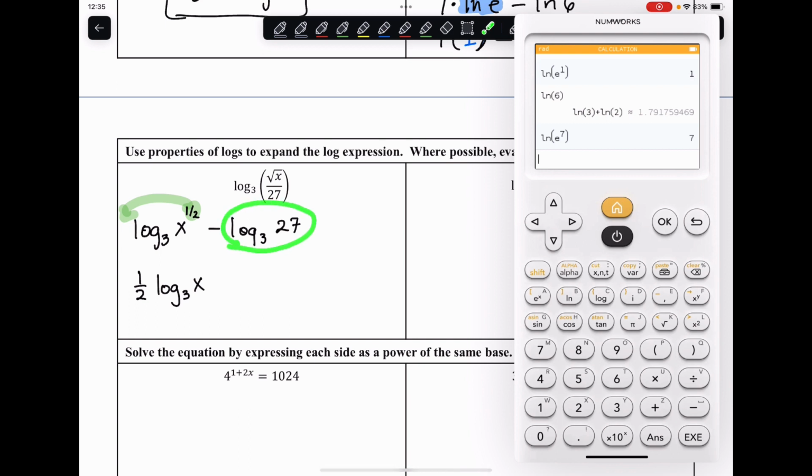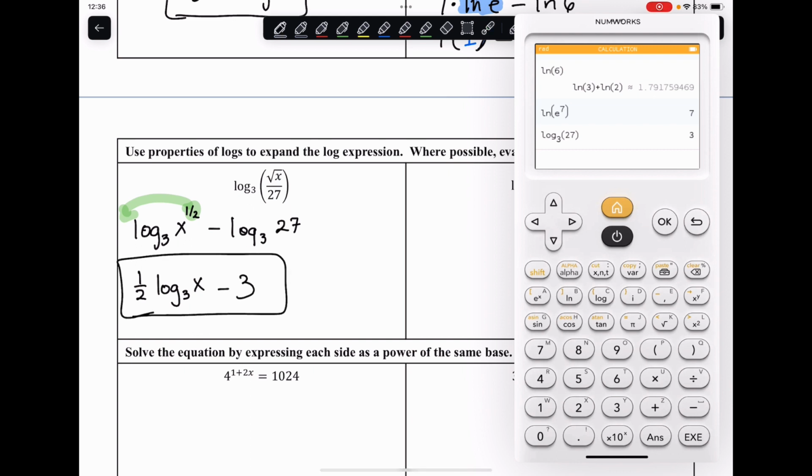You also have to evaluate the log base 3 of 27. Without the calculator, you should be able to calculate 3 to what power gives you 27, and that's the 3rd power. 3 to the 3rd power is 27, so this is simply 3. But again, since you have your calculator, you can evaluate this using log base, replacing the base with 3, and evaluating 27. And that equals 3. So minus 3. So this is your answer.